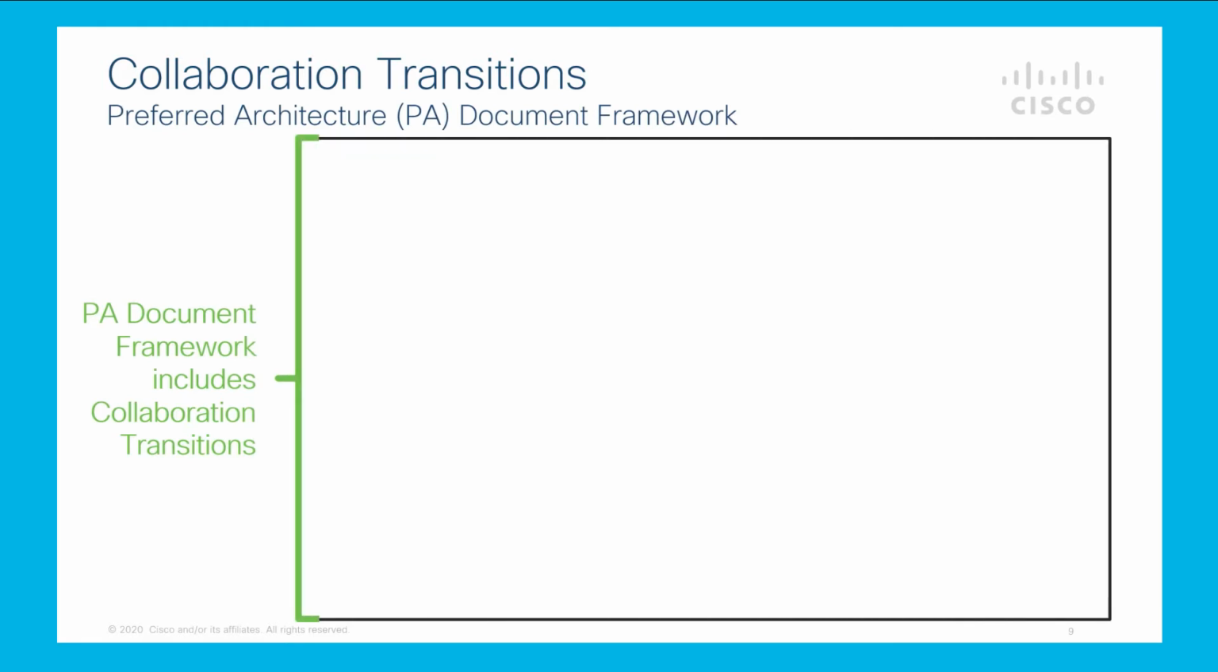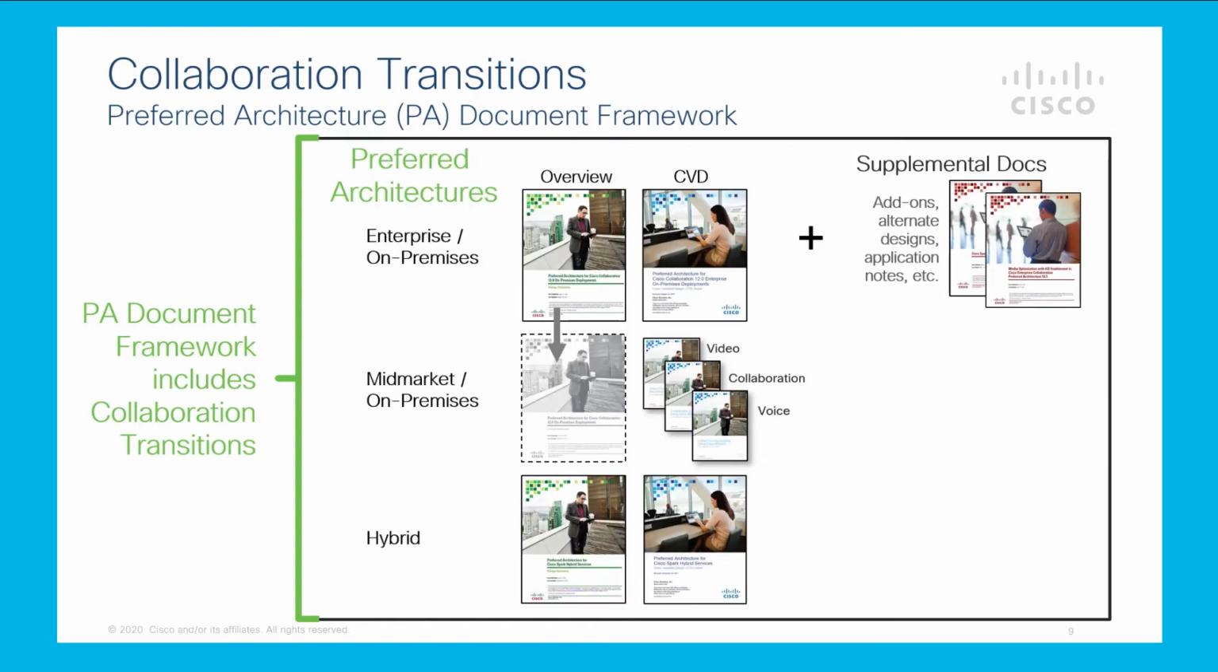Now that you understand the collaboration transition documents and where you can find them, let's quickly review how these fit into the overall preferred architecture document framework. Of course, central to the framework are the preferred architecture's overview, CVDs, and supplemental documents, providing prescriptive design guidance for on-premises, hybrid, and even cloud architectures.